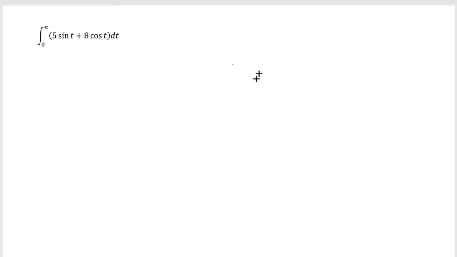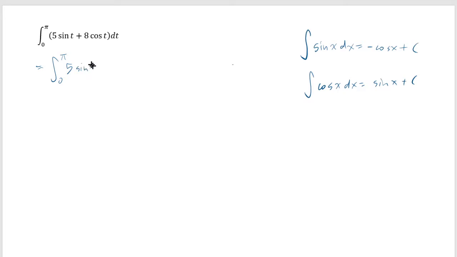To do these definite integration questions, you need to know some of the integration rules, such as the integral of sine x dx is negative cosine x plus c, and the integral of cosine x dx is positive sine of x plus c. And therefore, this will be the integral from 0 to pi of 5 sine t dt plus the integral from 0 to pi of 8 cosine t dt. You can split the integrals like this, and these numbers can be in front.